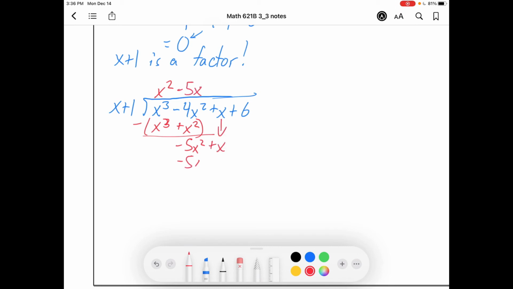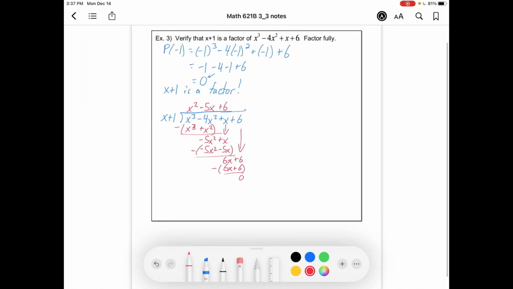Divide. -5x squared minus 5x. Okay, carefully subtract. Gives me 6x. Bring a term down. Oh, this is looking promising. I think I'm going to end up with no remainder. If I get a remainder, either I botched my division or I didn't really have a factor to begin with.